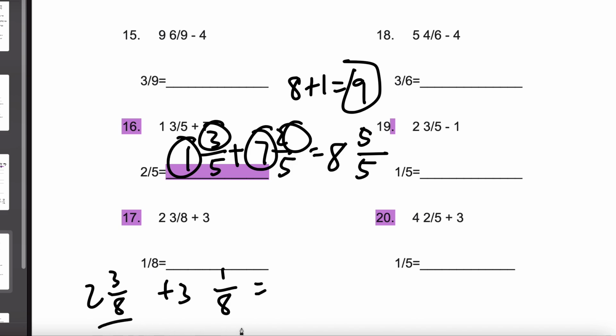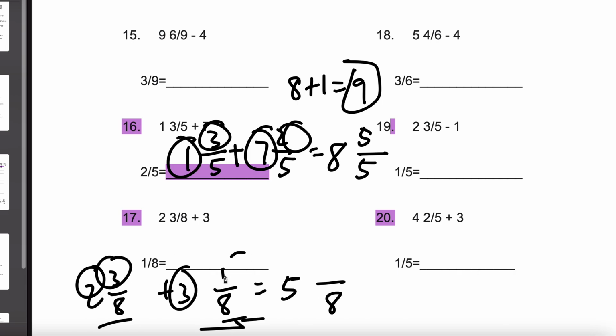Number 17, we have 2 and 3/8 plus 3 and 1/8. Again, we have a common denominator, so we're just going to add the whole number in front. Next, we're going to write the common denominator and add the numerator, 3 plus 1, which is 4. So our answer is 5 and 4/8.